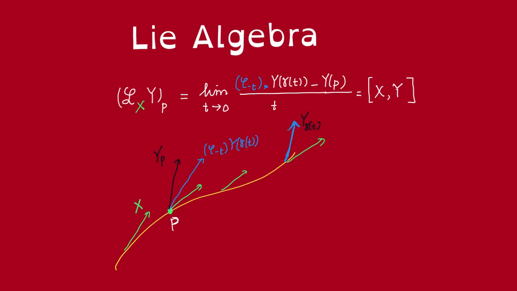And then at every time t, we look at Y at gamma(t), and we push it forward along this curve, so that it lies inside the same tangent space as Y_p, and we look at the difference. We take the limit of this difference as time t goes to 0, and that gives us the derivative of this vector field Y along X. And then we claim that this limit turns out to just be the Lie bracket. So what is this Lie bracket? That's going to be the topic of discussion of this video.